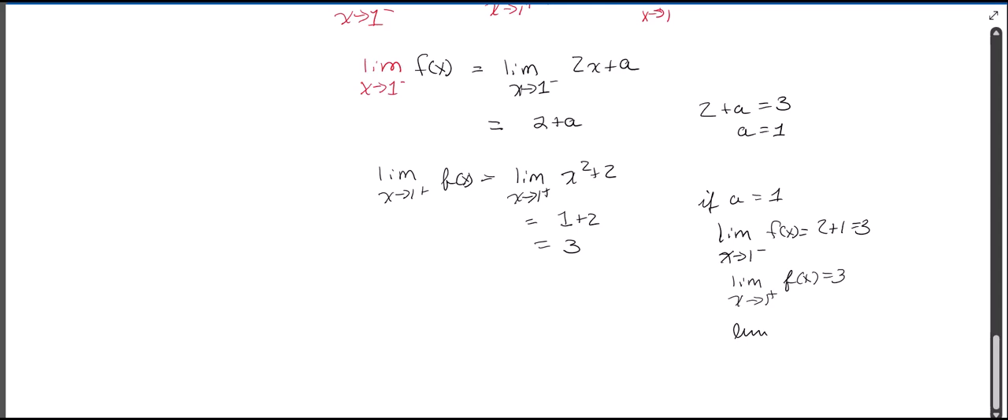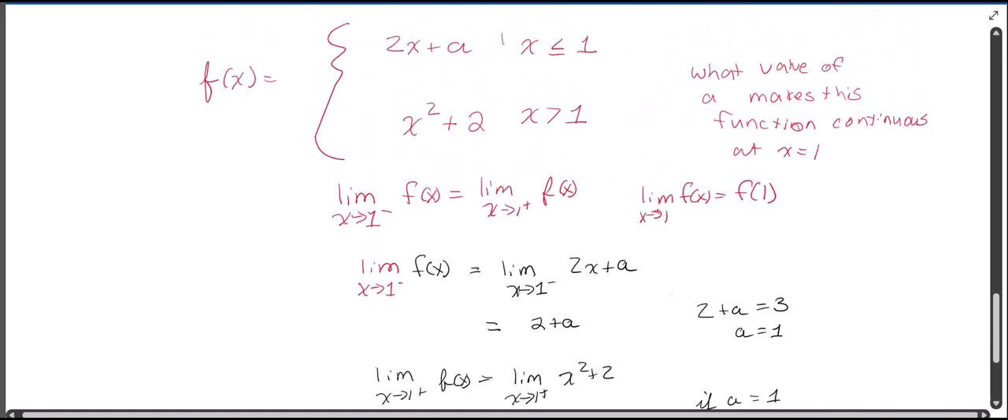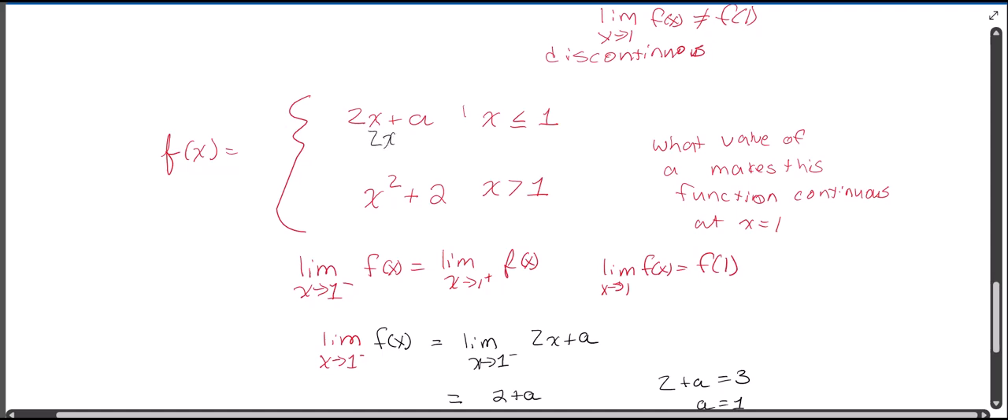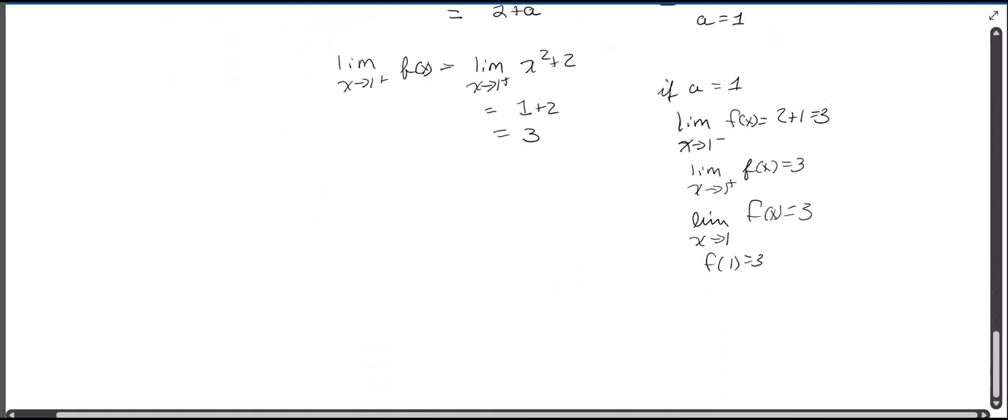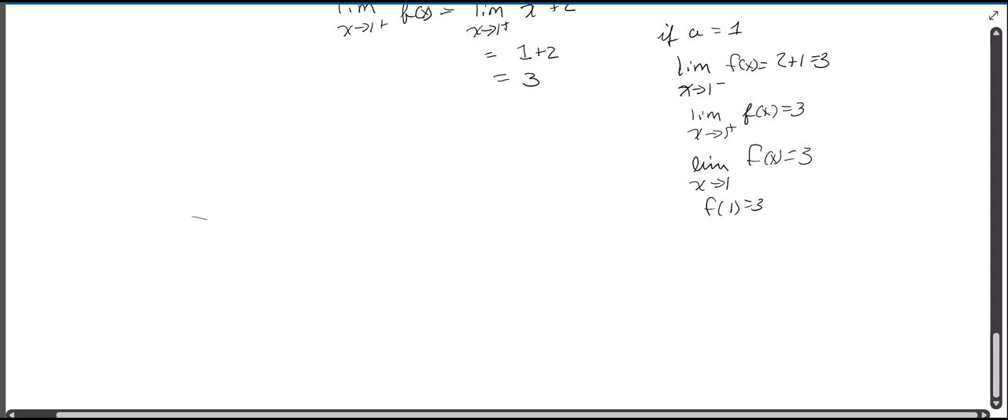The limit as x approaches 1 of f of x is 3. If the right and left hand limits are equal, then that's what the limit equals. And f of 1 equals 3, because if we make a equal to 1, then this is 2x plus 1, and when x equals 1, you'd plug into that and you would get 3. Okay, now back to my original goal over here was to talk about families of functions.